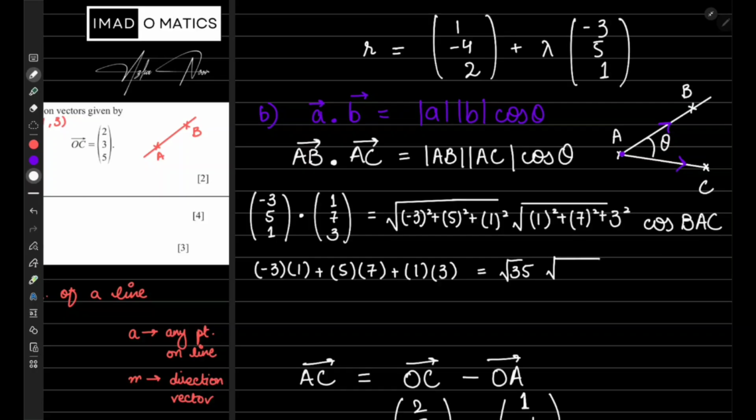Then the second square root is solved as 49 plus 1 plus 9. So it's 59. Cos BAC. Now solving this dot product, minus 3 plus 35 plus 3 equals root 35 root 59 cos BAC.